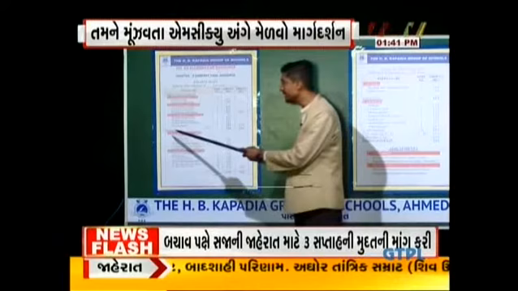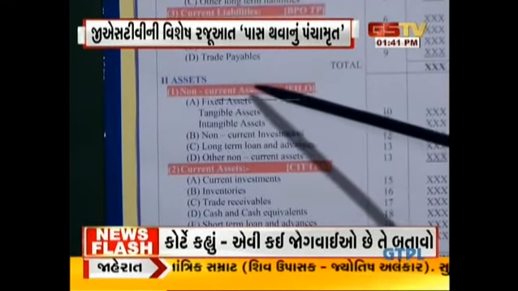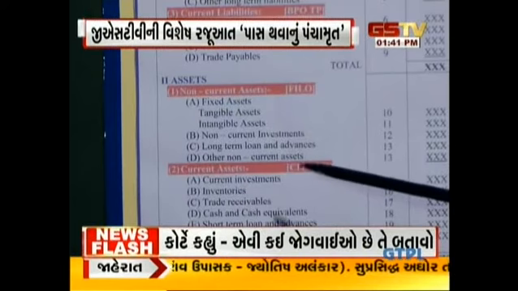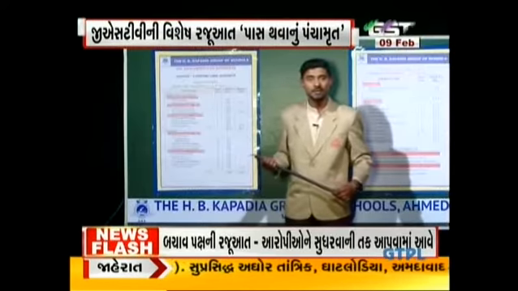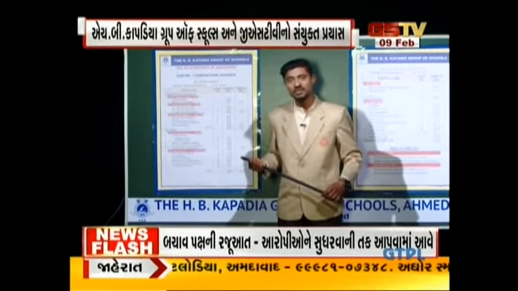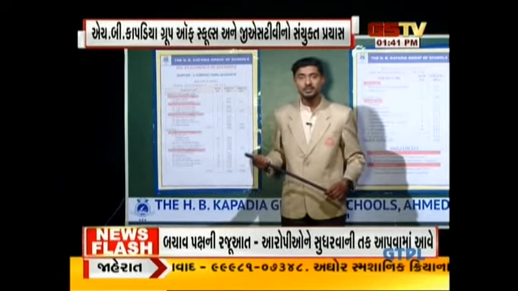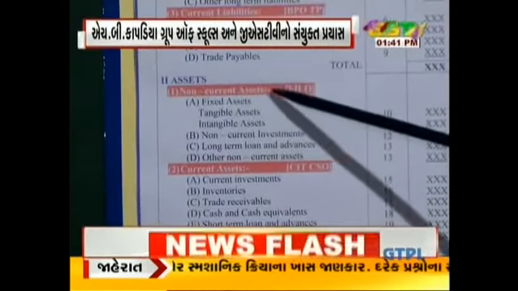The second heading is of assets. It includes two subheads, non-current assets and current assets. Non-current assets are those assets which are with the firm for more than 1 year, and current assets are those assets which are with the firm for less than a period of 1 year. Now let us talk about non-current assets.